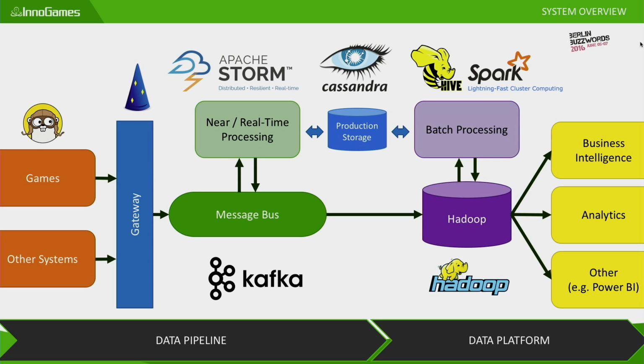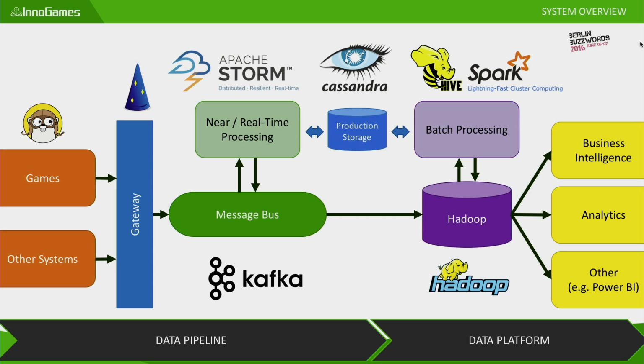Then, of course, we use Kafka, like everyone. And then for the near or real-time processing, we're using Apache Storm, and Apache Cassandra for the production storage. And on the Hadoop side, we are basically using most of the stuff that the Hadoop infrastructure offers us, like Hive and Spark and different other technologies. So that's basically how it looks.